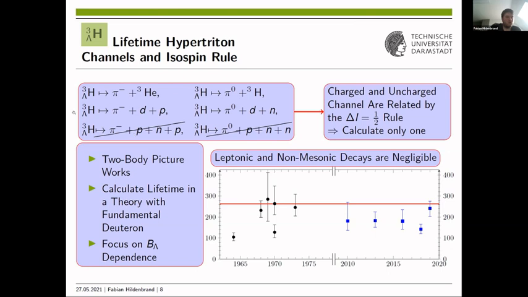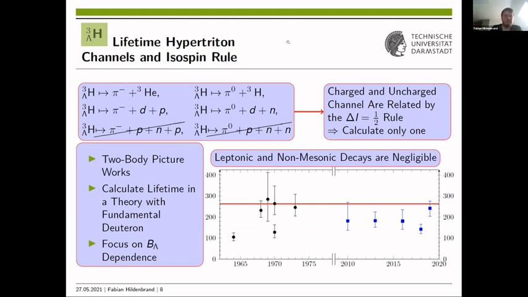As you can already see, I crossed this last line out, because this one is expected to be small, at least small enough that it won't resolve this issue here. So we focus on the 2 channels, so let's say the 2-body decay and the 3-body part.